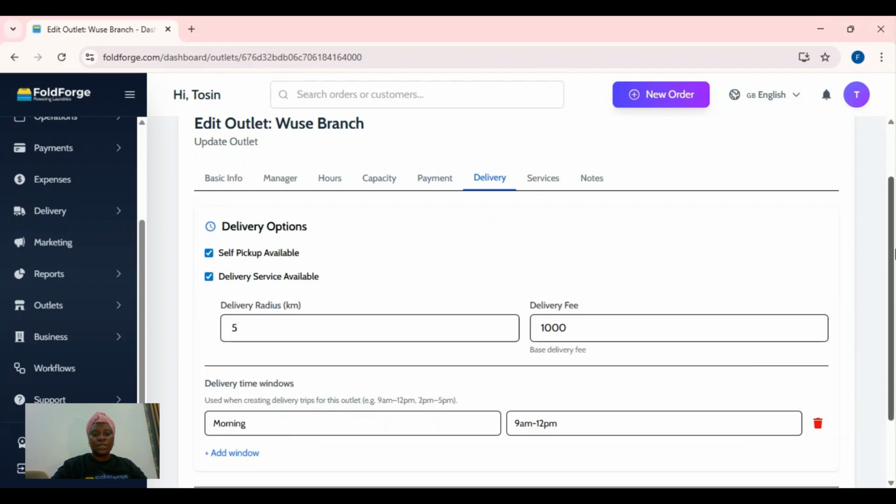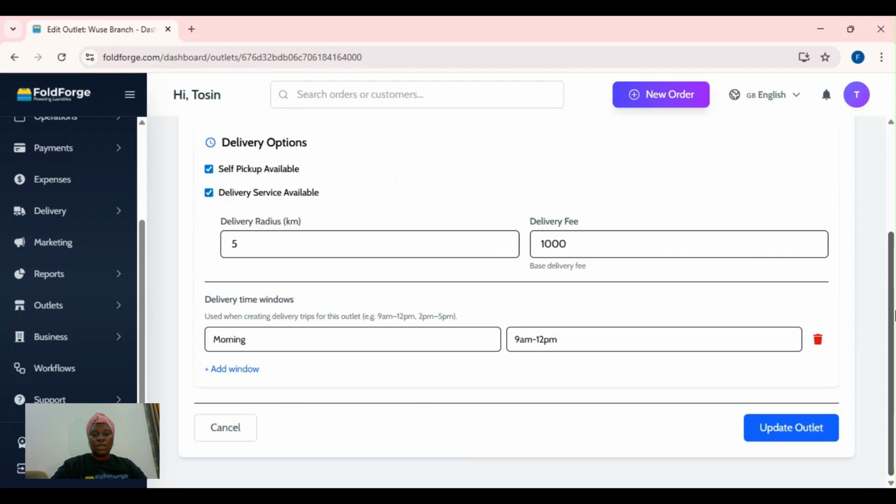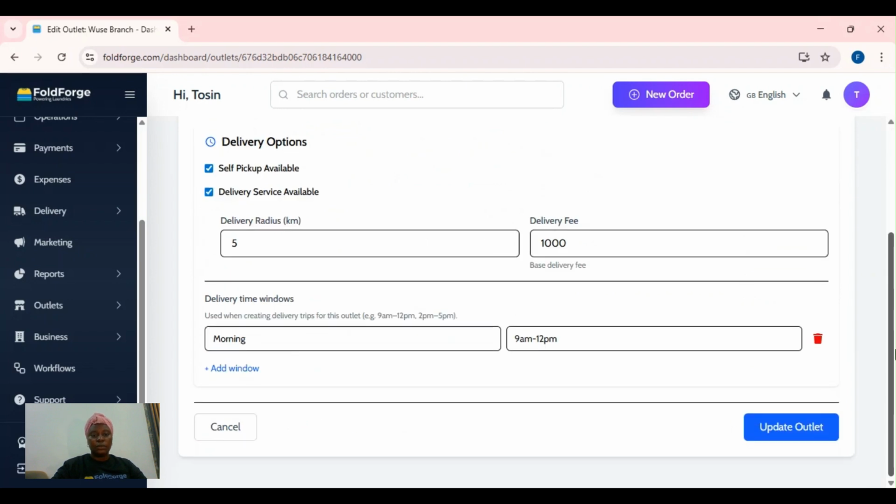Delivery, self-delivery or delivery service. Do they deliver by themselves? Do they pick up by themselves or do customers pick up from them? This should all be included here. Their delivery fee, and the delivery windows you can add to this, probably they deliver in the morning, the afternoon, the evening. It should all be included here.